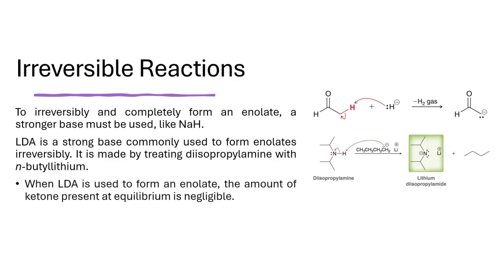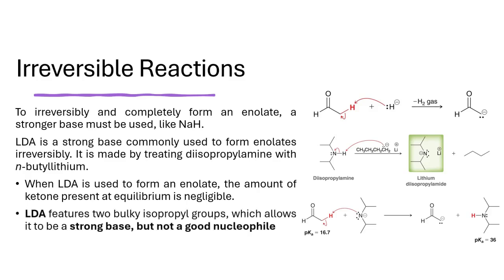When LDA is used to form an enolate, the amount of ketone present at equilibrium is negligible due to the very extreme differences in pKa values that will then favor the right, which is the product side, due to being a weaker acid at pKa 36 compared to the pKa 16.7.